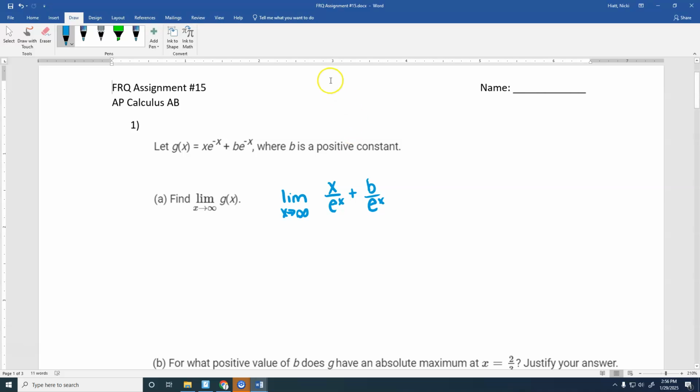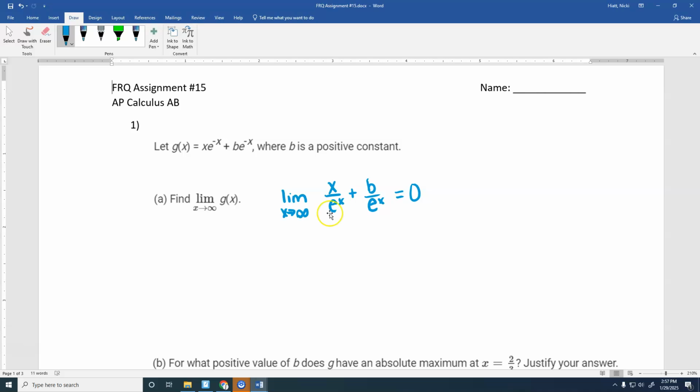If I look at these two, x over e to the x, limit as x approaches infinity, that's my bigger on top, bigger on bottom, or exponents the same, right? Which one is it? It's bigger on bottom because exponentials overpower x to any power. Exponentials grow faster, so that would be 0. What about b over e to the x? Same thing. It would also be 0. So you're just going to get a 0 here.